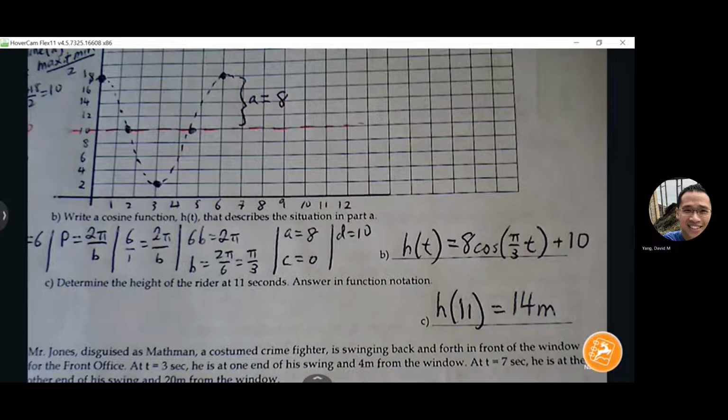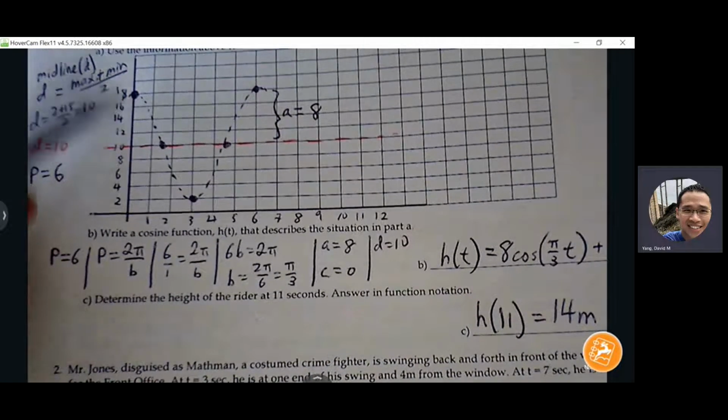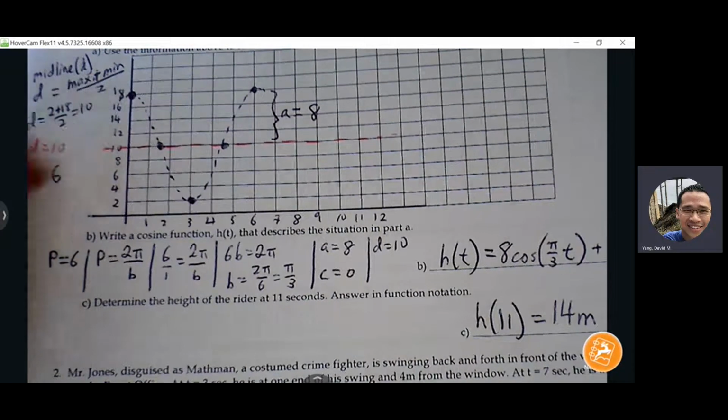Well, the minimum is 2, but the peak is 18. So then I just found the average between 2 and 18. So I found that to be 10.